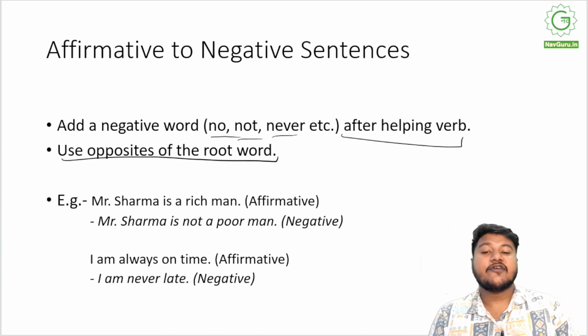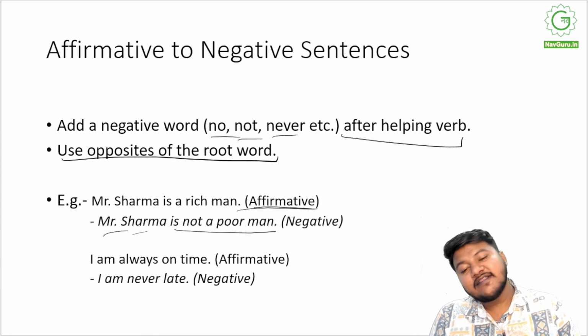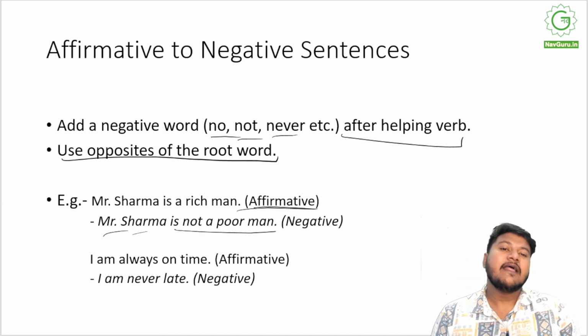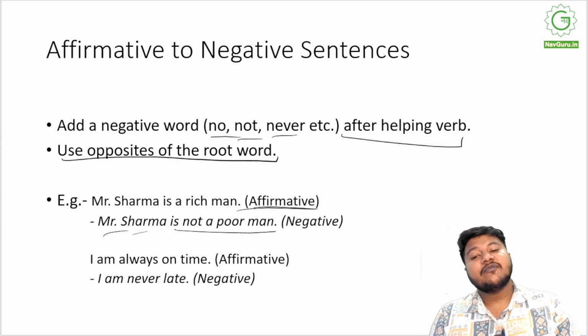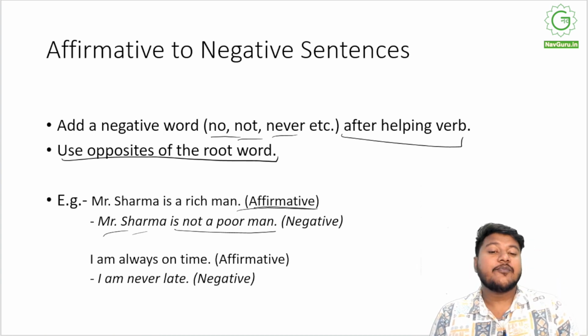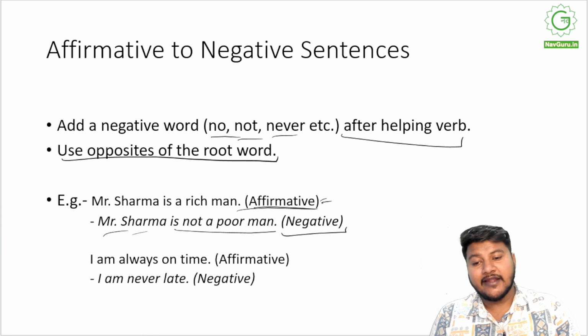For example, Mr. Sharma is a rich man. This is an affirmative sentence. Mr. Sharma is not a poor man. See, the meaning has to remain the same. It's just that you have to change the format of the sentence, all right? So Mr. Sharma is a rich man and Mr. Sharma is not a poor man. Technically, they mean the same. It's just that this one is an affirmative sentence while this one is a negative one.